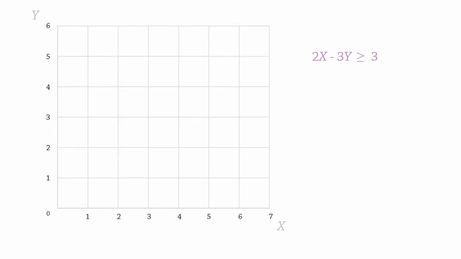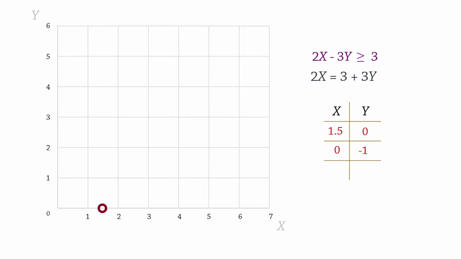Now suppose we have the inequality 2x minus 3y greater or equal to 3. When y is 0, x is 1.5, and when x is 0, y is negative 1. 0, negative 1 can be plotted down here somewhere, but again, I'm going to find a positive value. I can rewrite the equation of the corresponding line as 2x equals 3 plus 3y. Thus, for example, when y equals 2, 2x equals 9, so that x equals 4.5. Here is the equality line.